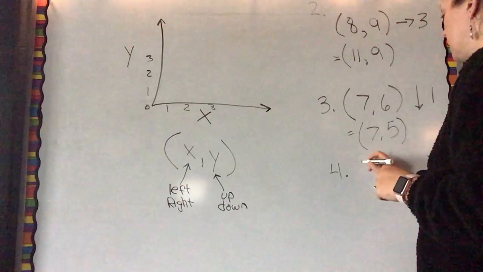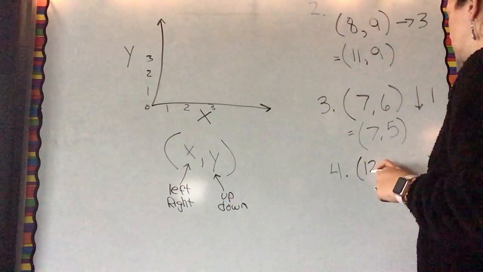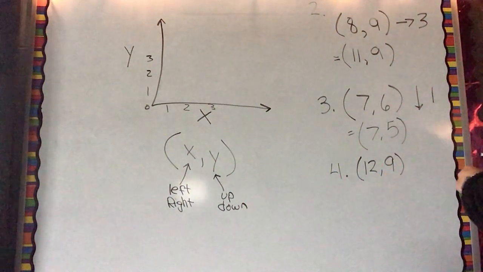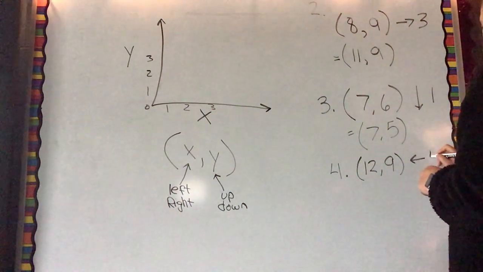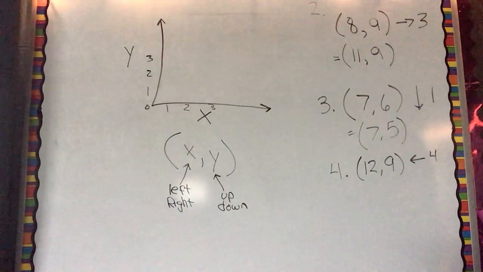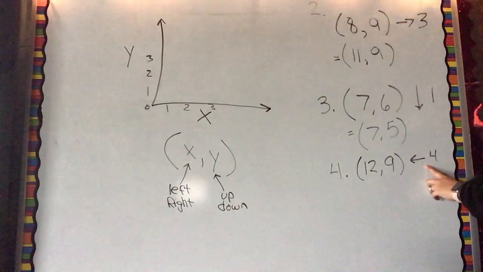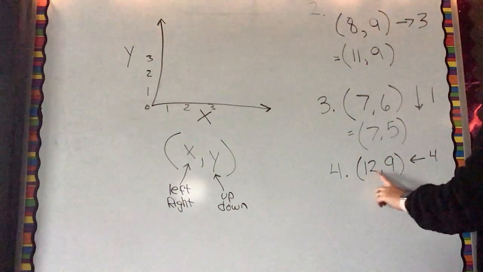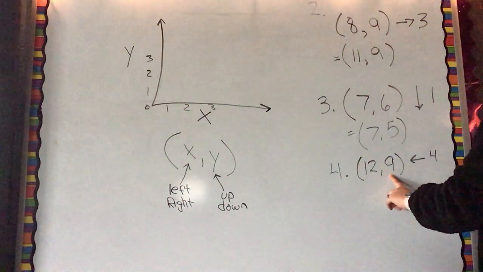All right, number 4. Let's do 12, 9. And I'm going to go to the left 4 units. Well, when dealing with going to the left, which number here is going to deal with going left and right? My 12 or my 9? My X or my Y? Your X. 12. My X.